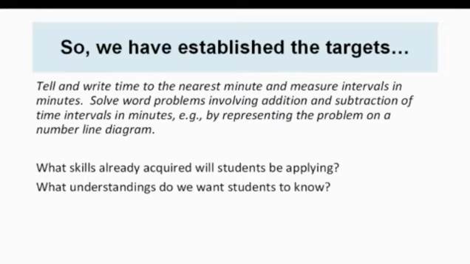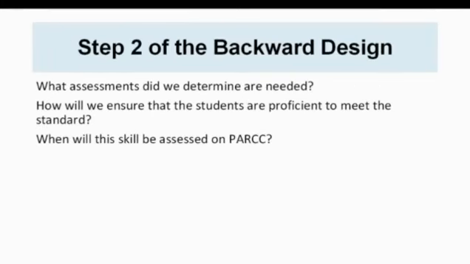We can use pre-assessments to check where students are starting in this knowledge and skills, formative assessments along the way, and summative assessments at the end of the learning to document mastery. We'll keep moving along to step 2 of the backward design process. So, what assessments do we determine are needed, and how will we ensure that the students are proficient to meet the standard? And when will this skill be assessed on PARCC?